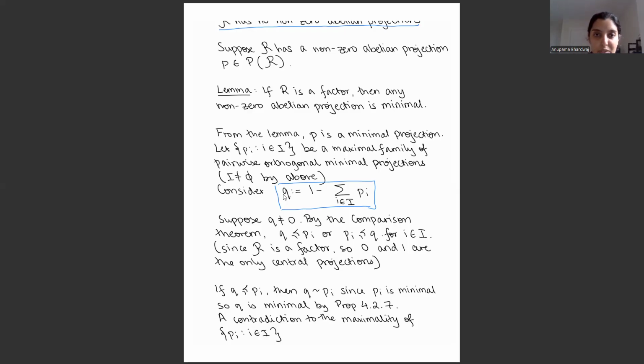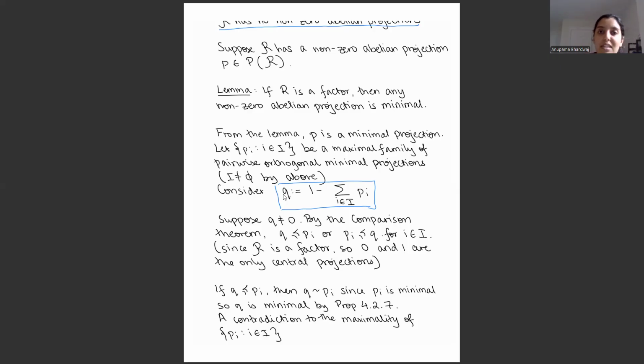I'm using a lemma, which I'm giving without a proof, that if I have a factor R, then any non-zero abelian projection is minimal. We already know that for any von Neumann algebra, any minimal projection is abelian. But if you have a factor, then the converse is also true. And that's given as an exercise, I think, in the Goals notes as well. It can be done using one of the corollaries of the theorem that PMP and M star P are factors if M is a factor. So the proof is straightforward, but to avoid derailing the talk, I'm going to stick to this construction.